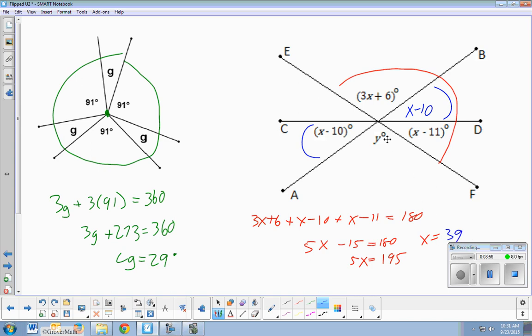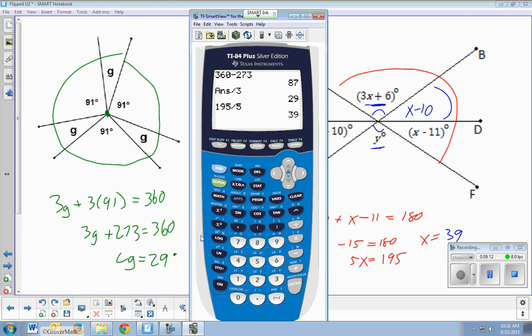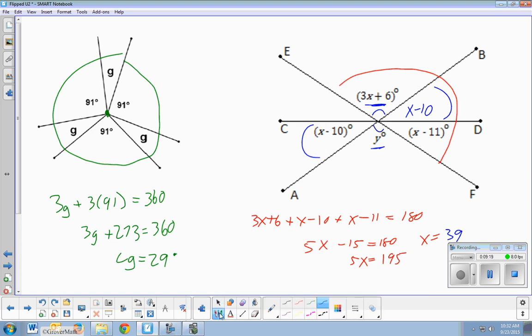But what about y? Well, like I said earlier, I know these 3 angles are 180, so I could do it that way. Or I remember that these 2 angles are equal. So if I figure out what 3x plus 6 is, that's the same thing as y, because vertical angles are equal. So what is 3x plus 6? Well, it would be 39 times 3 plus 6, which is 123. So this angle up here is 123 degrees, so this angle must also be 123 degrees. So angle x is 39, and angle y is 123.